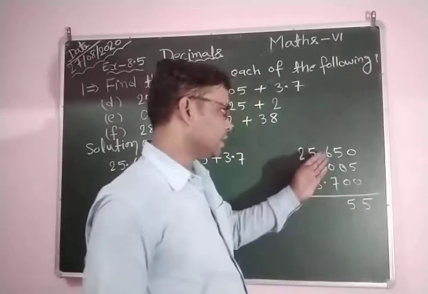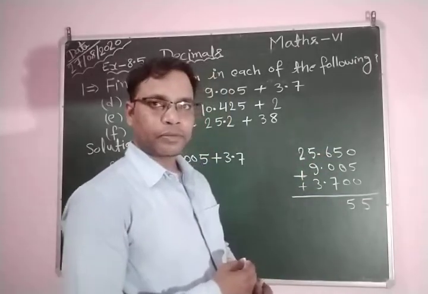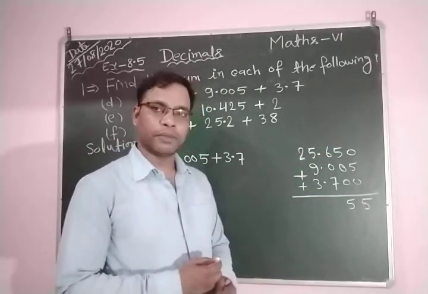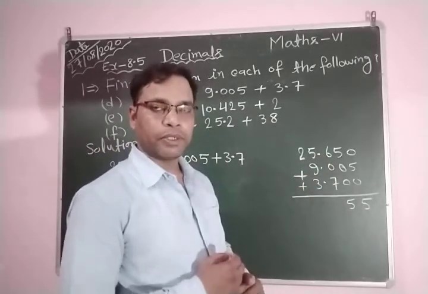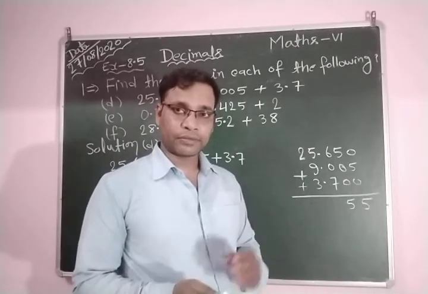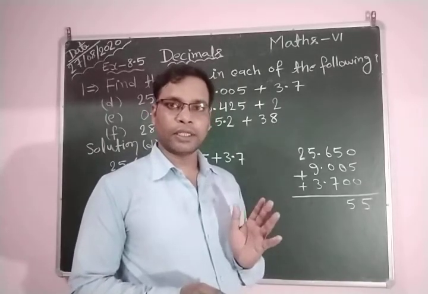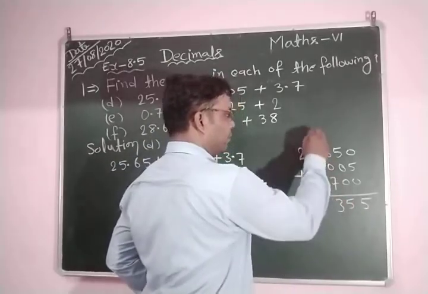Now the next digit is the tenths digit. We sum the tenths place digits. So here 6 plus 0 plus 7. So 6 plus 0 is 6, and 6 plus 7 is 13. 13, we write here 3 and carry 1.